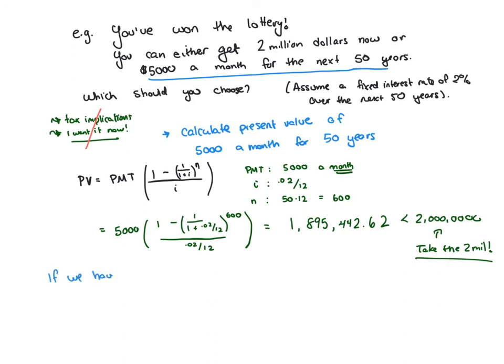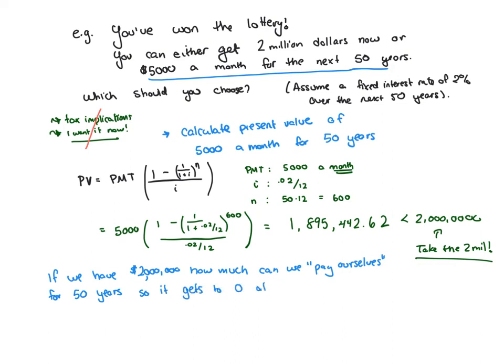If we take that $2 million, how much can we, let's say, pay ourselves? So we're going to take that $2 million and we're going to stick it in the bank, and then we're just going to take money out every month for 50 years. So it gets down to zero at the end of 50 years. So that's going to be the same as our amortization payment.